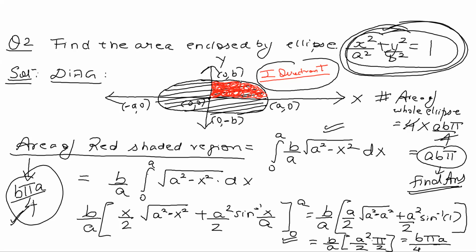So hoping that students have understood this and have no doubts in this question, then we can quickly look at question 3. Now question 3 talks about both the curve and the line which is given to us. So let's see this question.